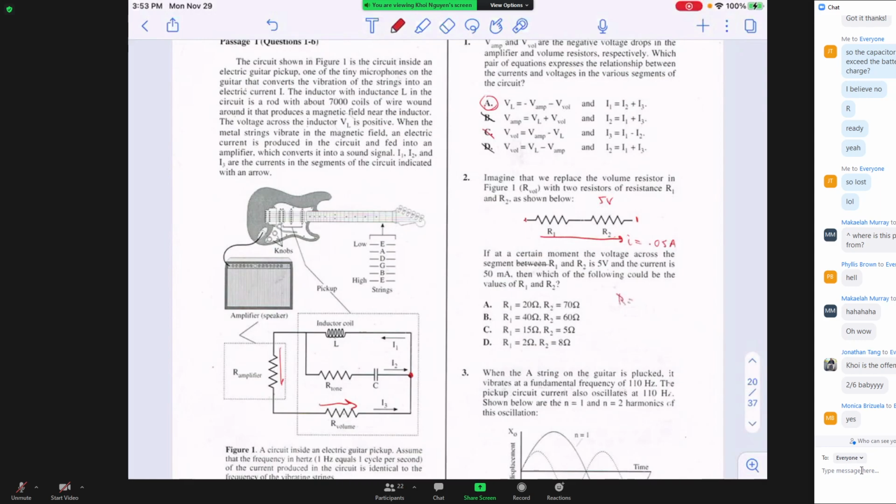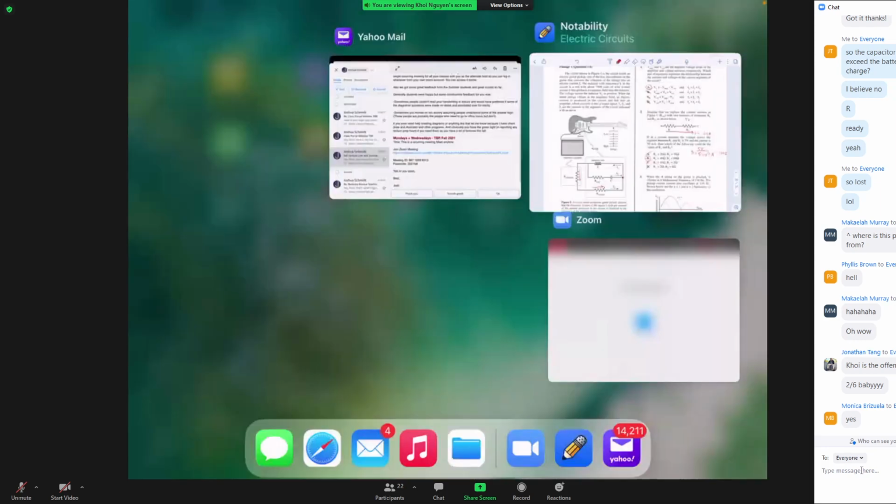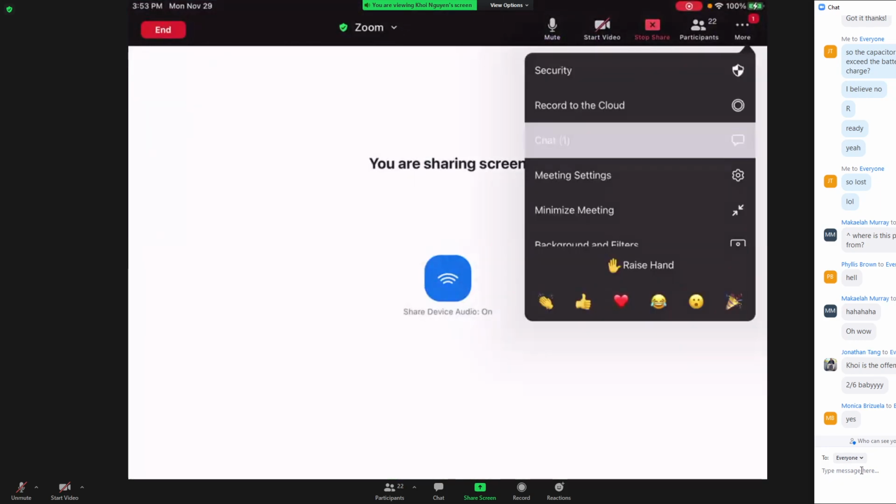So resistance is going to be voltage divided by current, so 5 times 10 to the negative 2 amps. So that's going to be 100 ohms, right? So which of these add up to 100 ohms? Not A. B works. Not C. Not D. Does that make sense? For number 2.